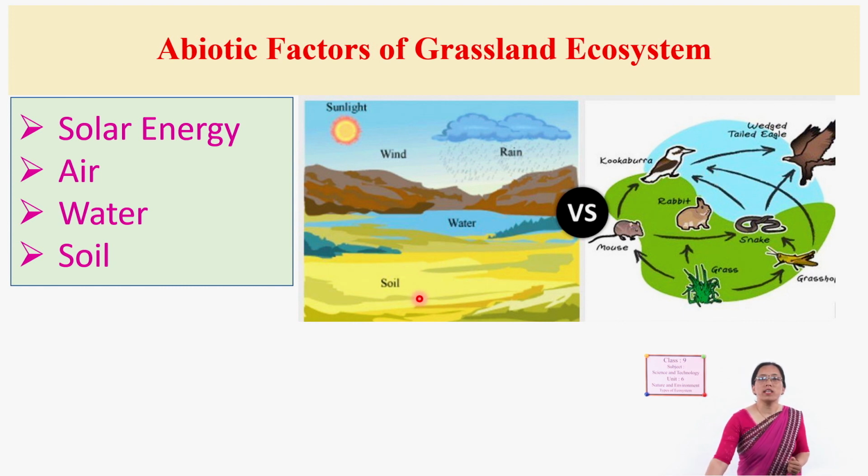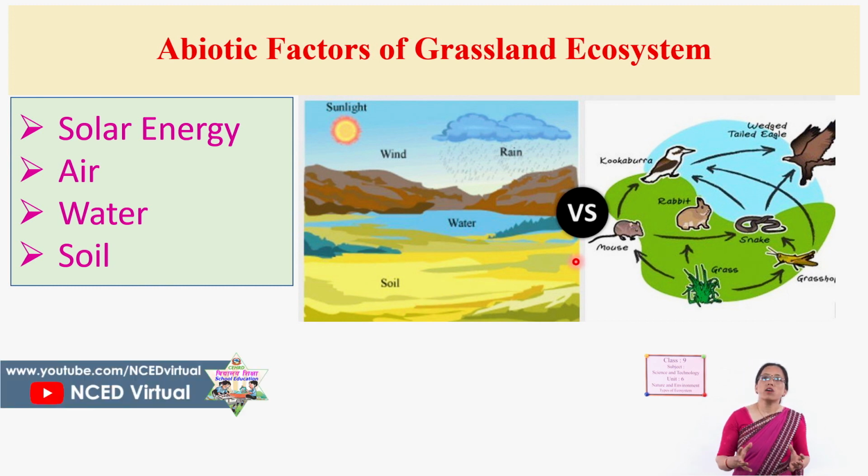And next one is soil. Soil is also another abiotic factor of the grassland ecosystem, or the open field ecosystem. You know that soil is a mixture of different kinds of substances. It contains minerals, humus, and small pieces of rocks also. So the soil provides a base for every living organism. Whether it is a rat, rabbit, snake or grasshopper, any organism makes its shelter in the soil.